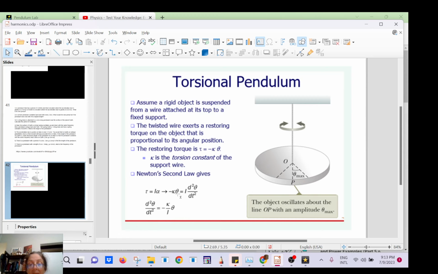And same thing here, that coefficient, 2 pi times the square root of this, is going to be equal to your period.